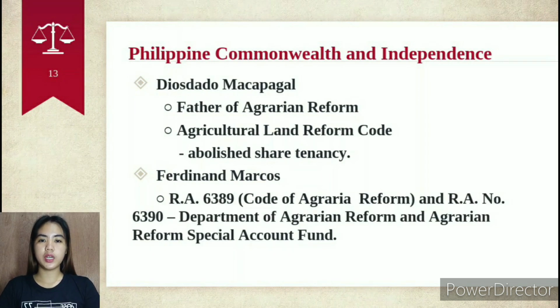We also have Diosdado Macapagal, who is the father of agrarian reform and the one who made the Agricultural Land Reform Code, which abolishes the shared tenancy. He removed the institutionalized leaseholds and freed Filipino farmers from the bondage of tenancy. Next is Ferdinand Marcos, who enacted Republic Act 6389, or the Code of Agrarian Reform, and Republic Act 6390, or the Department of Agrarian Reform and Agrarian Reform Special Account Fund.